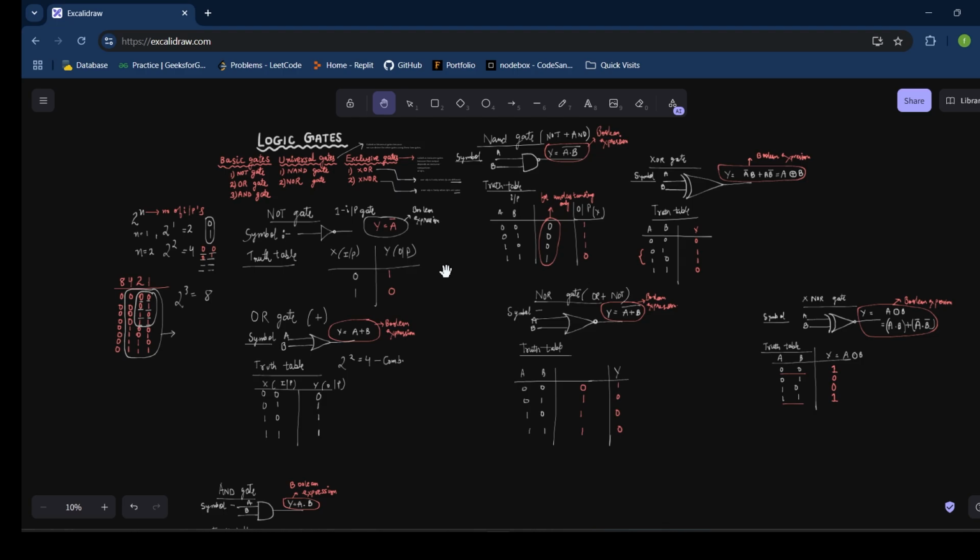So yes, these were the basic logic gates that we have. So hope you understood about these gates in a much better way.